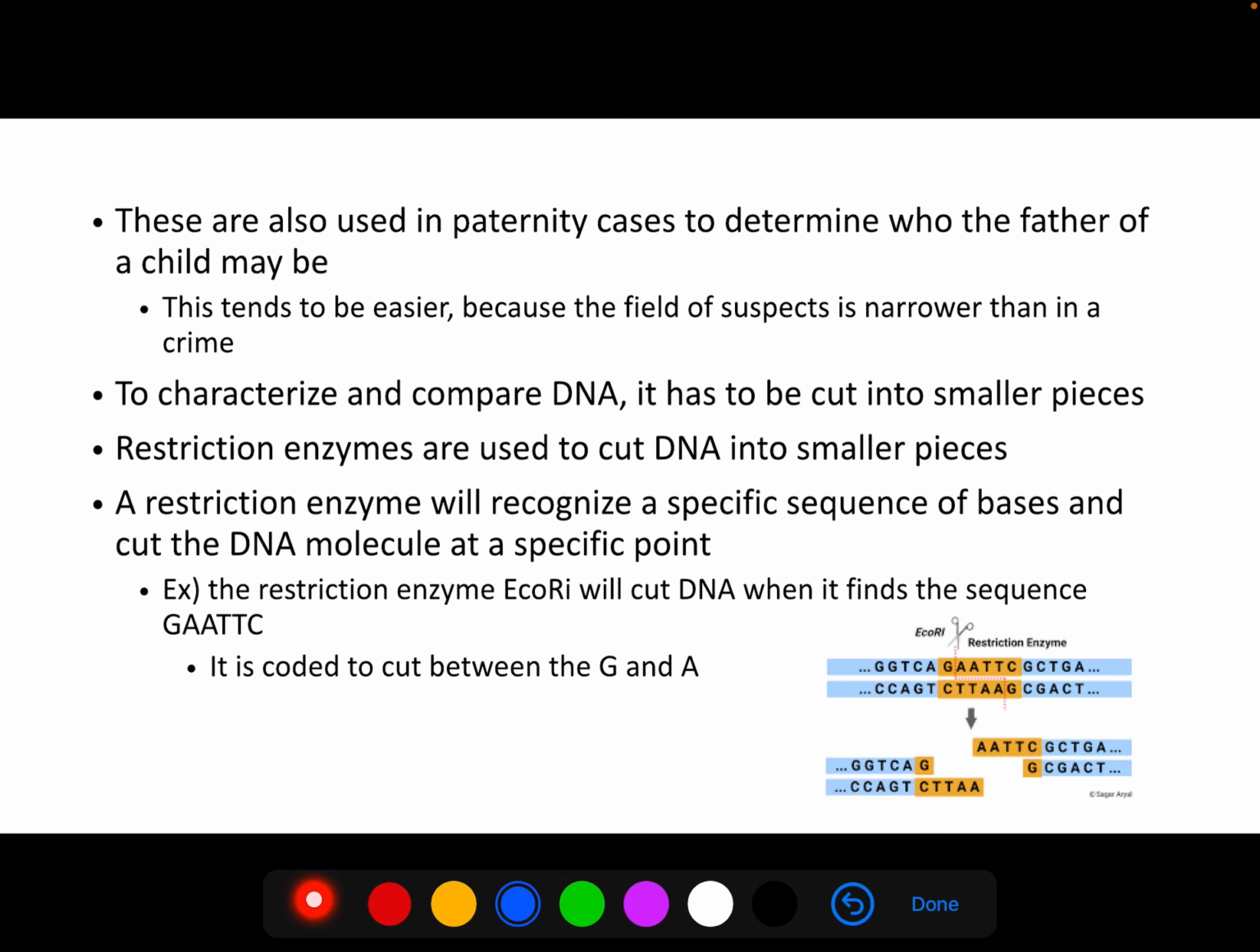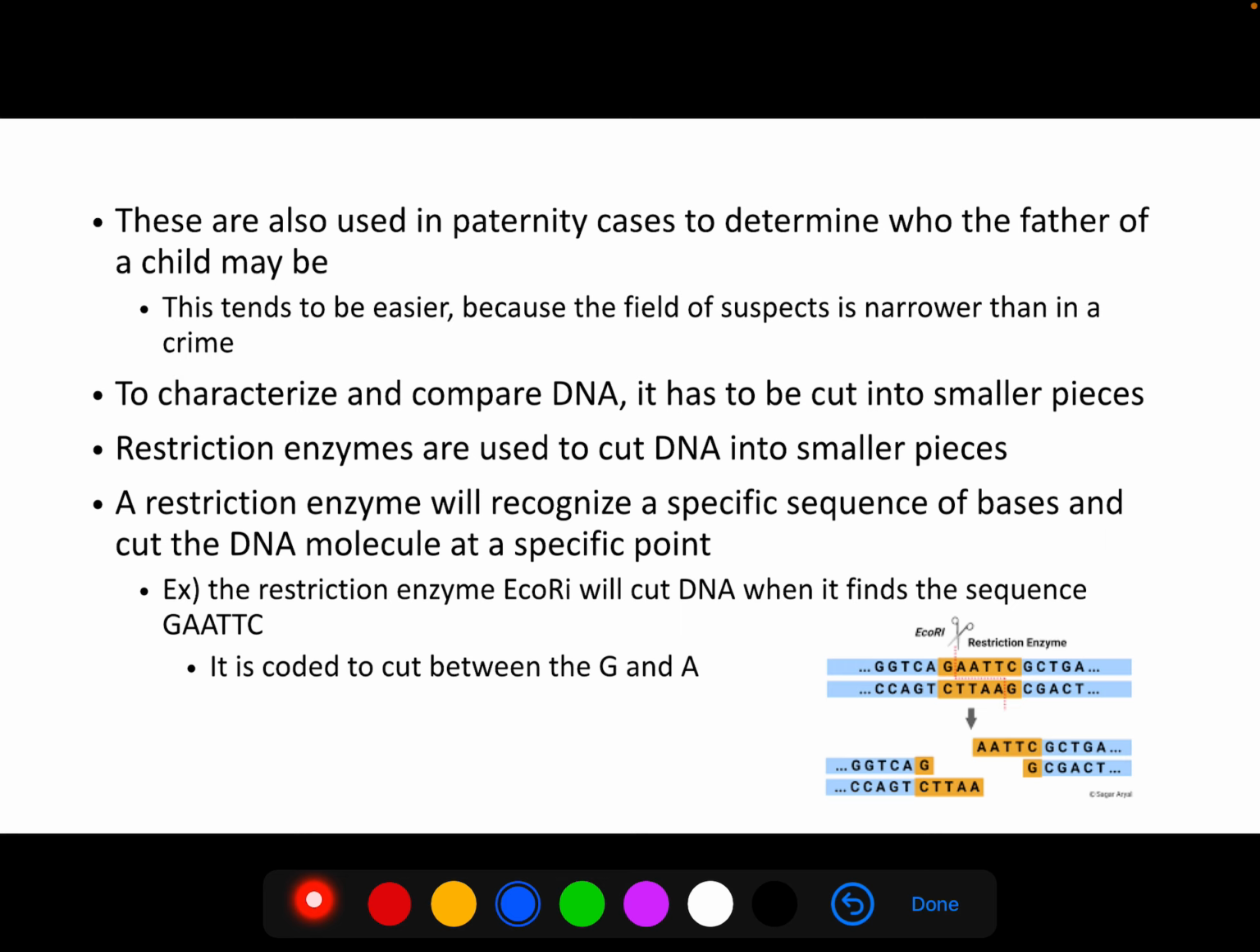So in order to characterize and compare our DNA, we said it uses those restriction enzymes. It has to be cut into pieces, and we characterize and look at those pieces. Restriction enzymes are used to cut DNA into smaller pieces, and restriction enzymes don't just cut in random places. Restriction enzymes are designed to recognize a specific sequence of bases, and they are meant to cut the DNA at specific points. So anytime it sees a certain sequence, it cuts at that particular point.